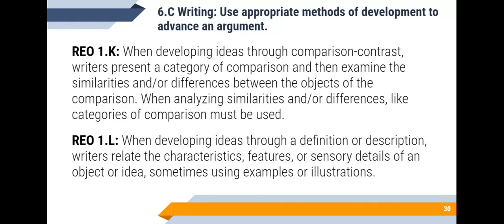For REO 1.K, when developing ideas through comparison and contrast, writers present a category of comparison and then examine the similarities and or differences between the objects of comparison. We all know this method. This is very common, but the last part of this is where we got to pay a little extra attention. When analyzing similarities or differences, like categories of comparison must be used. So what this is saying here is kind of the old adage of apples and oranges. You don't want to compare apples and oranges together. You want to be able to say, look, we are comparing these on equal ground.